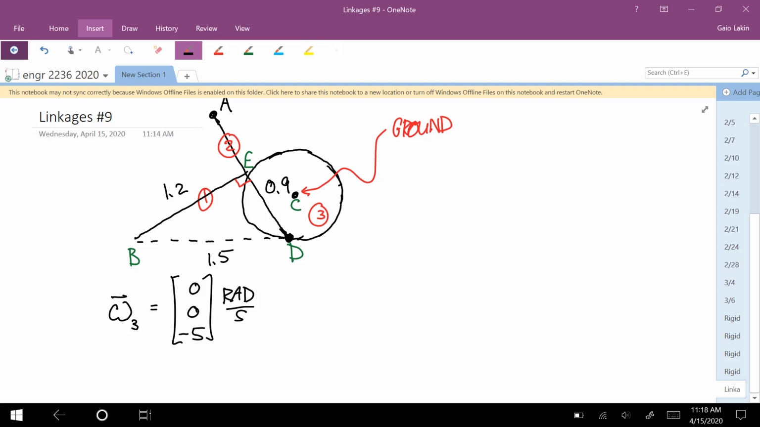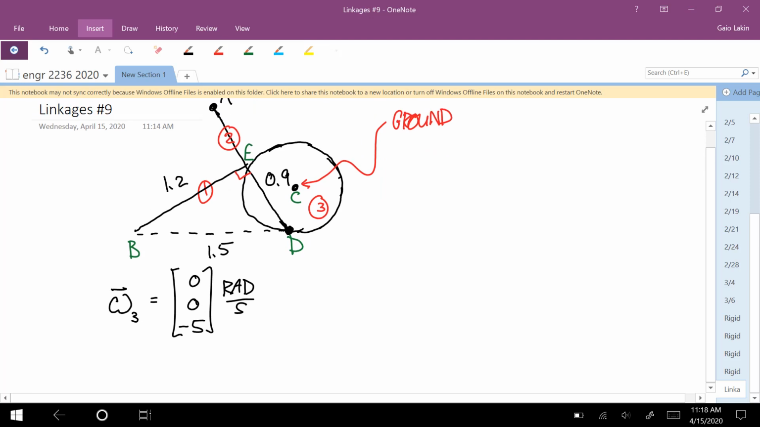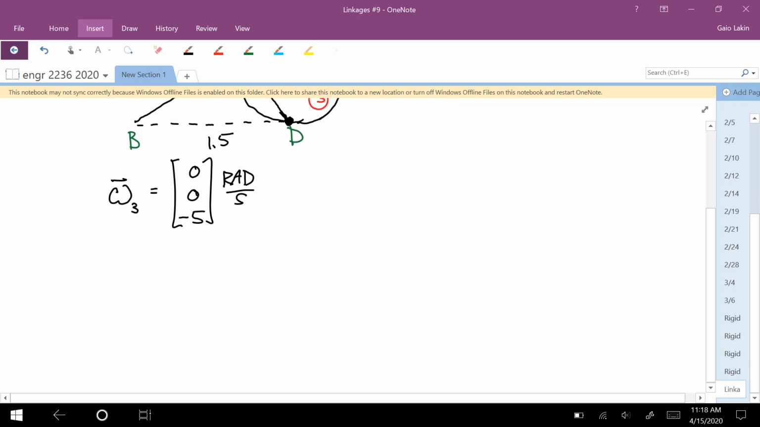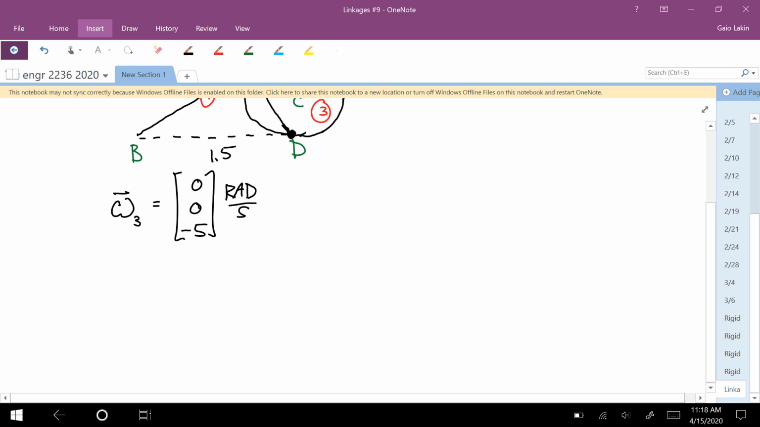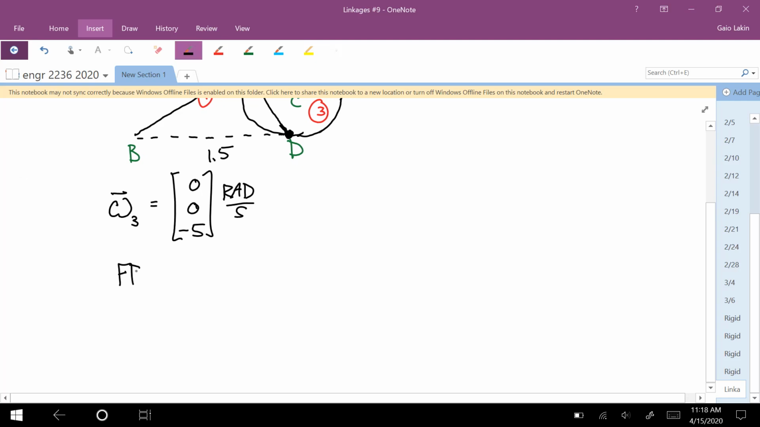We could do that at the end once we get to the constraints. I think that's probably a good way to do it. We'll just start out with this like a normal linkage problem, and then we'll go back and do the constraints later. Okay, so I'm going to start out with a free body diagram of member 1.